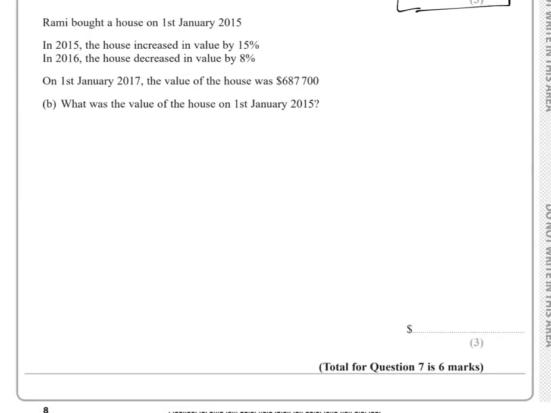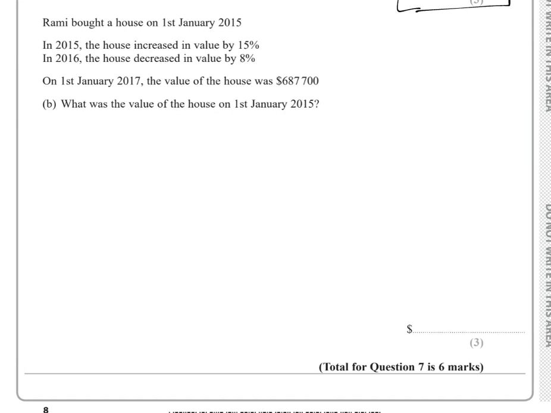Okay, Rami bought a house on the 1st of January 2015. The house increased in value by 15%. In 2016, the house decreased in value by 8%. On the 1st of January 2017, the value of the house was.